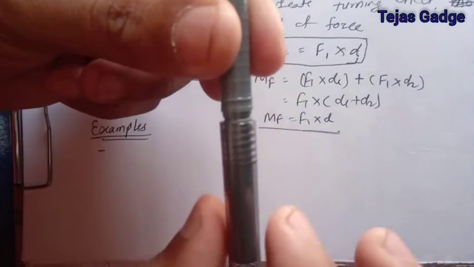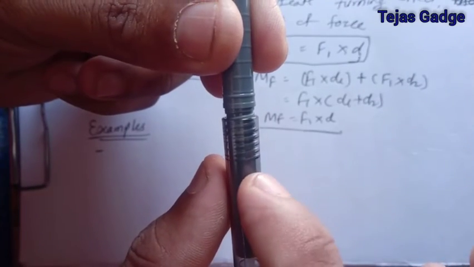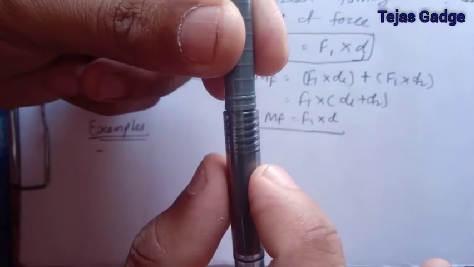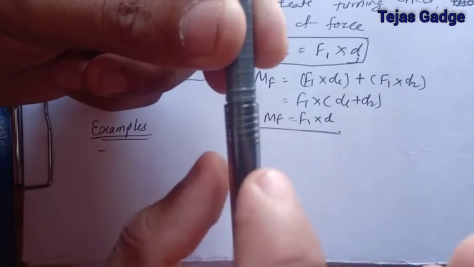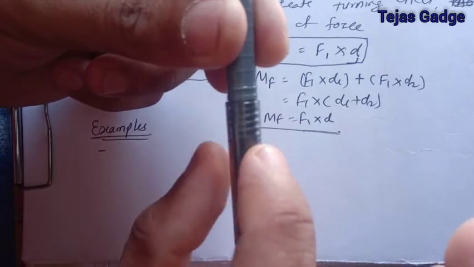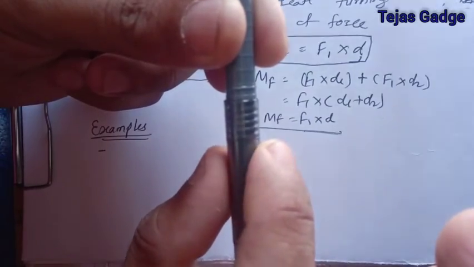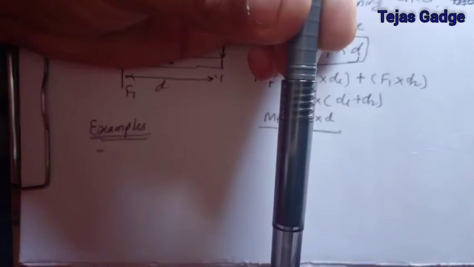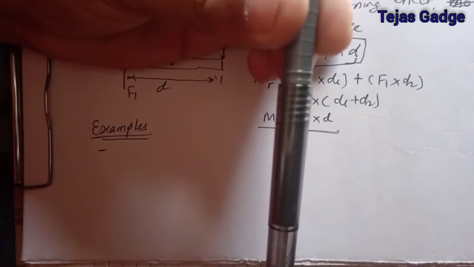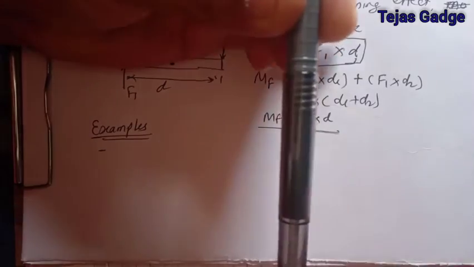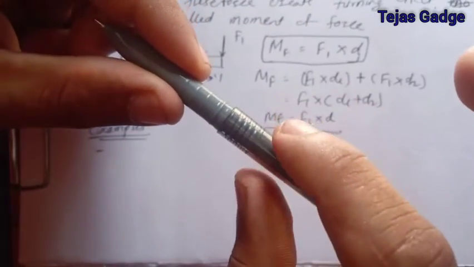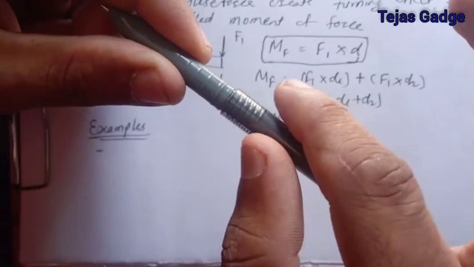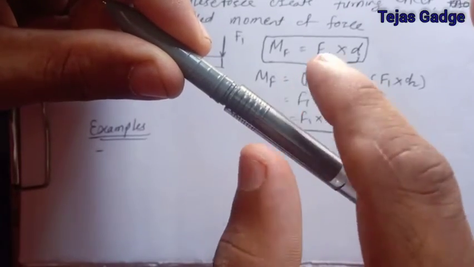Whenever I am tightening, what will happen? I am applying forces like this. This upper finger applies force toward the right, and this lower finger applies force toward the left. It means I am applying the forces in opposite direction, while opening also I am applying force in opposite direction.